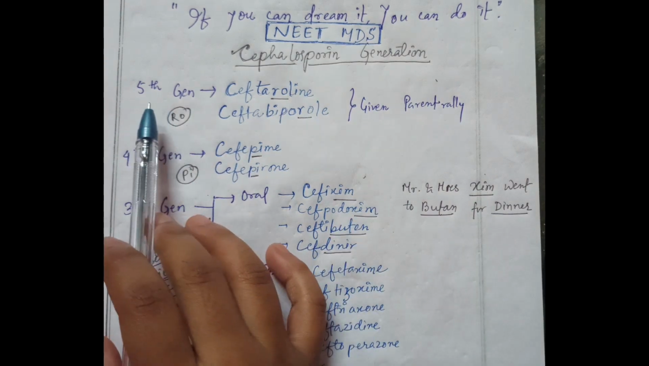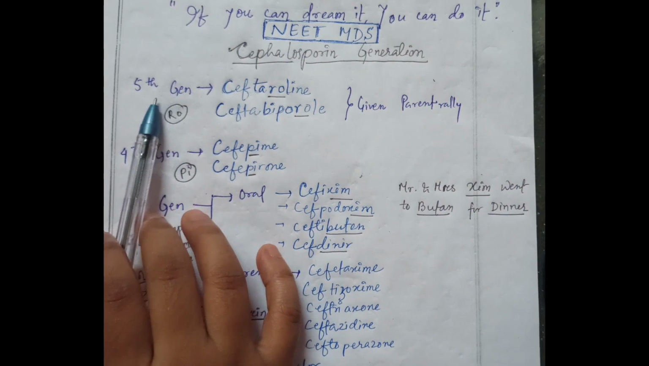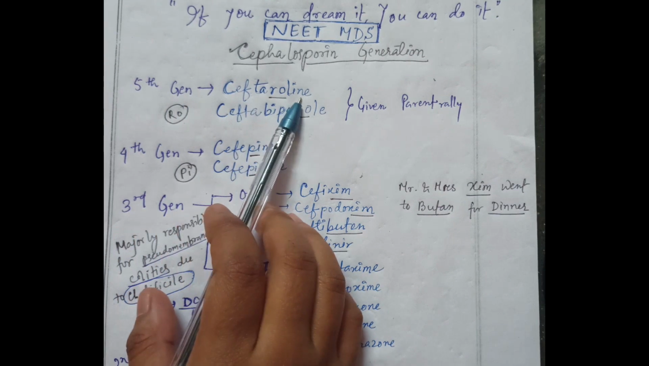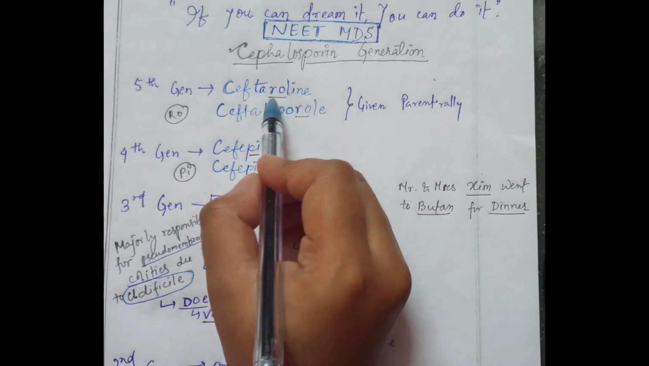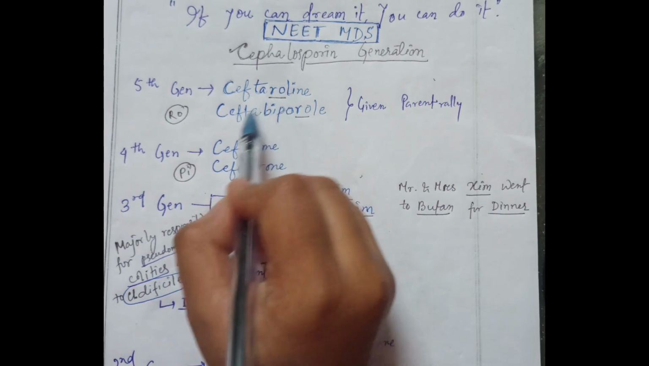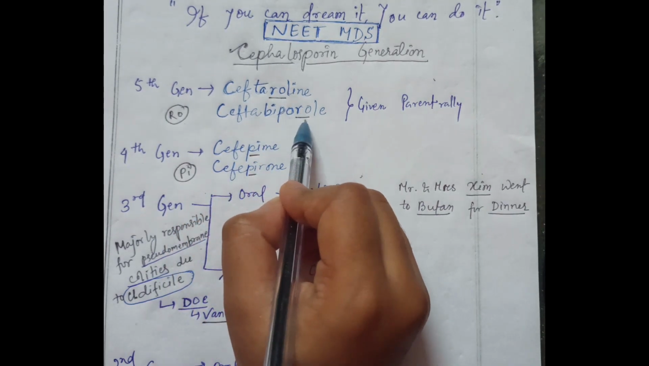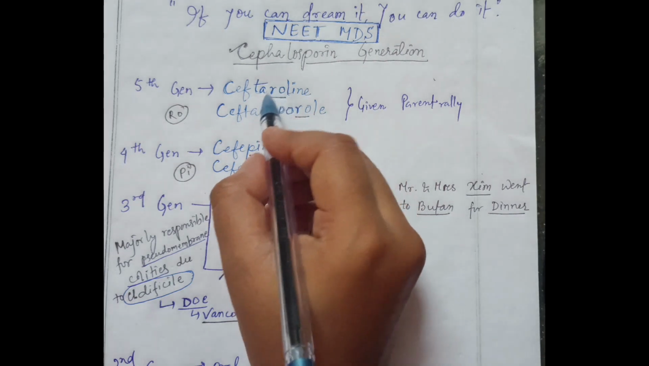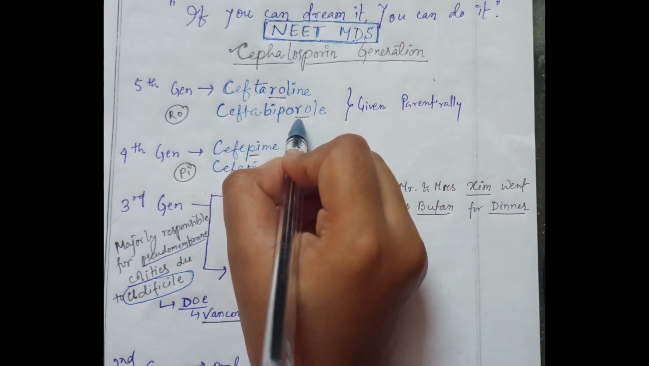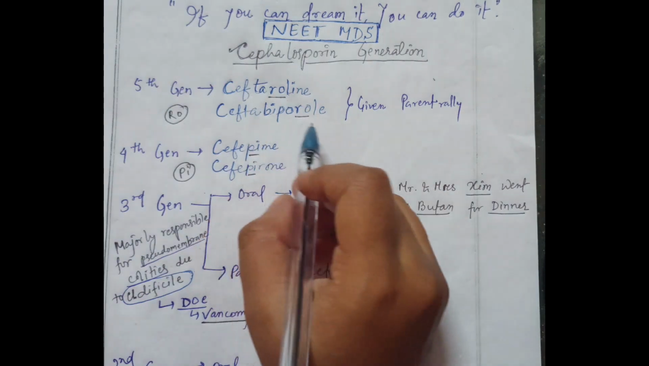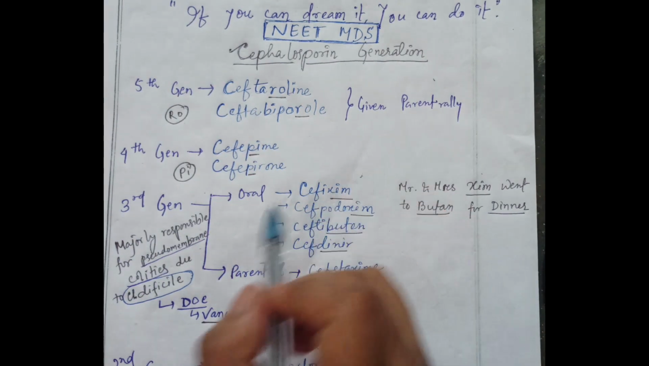Starting with the 5th generation. The 5th generation is ceftaroline and ceftobiprole. So how to remember? See, there is ceftaroline, so RO is there, and ceftobiprole, here is also RO. So to remember the 5th generation, remember this RO. Wherever RO is there, it's 5th generation. The 5th generation cephalosporin is given parenterally.